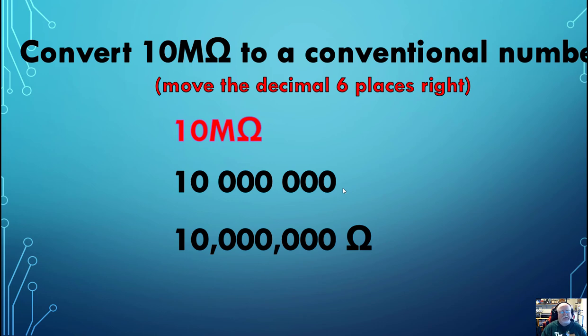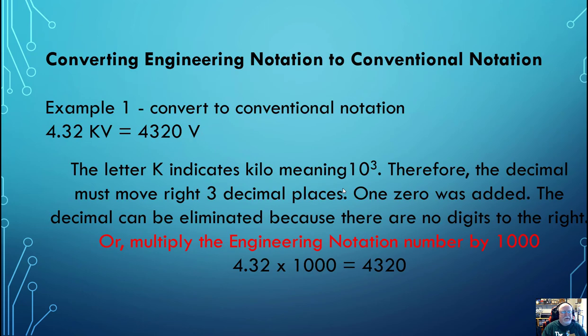Not as clunky to say as the numbers that are smaller than 0, or to the right of the decimal, but still easier to write and put on an electrical schematic and things like that. So this is engineering notation. Now let's look at it a little deeper with some examples.